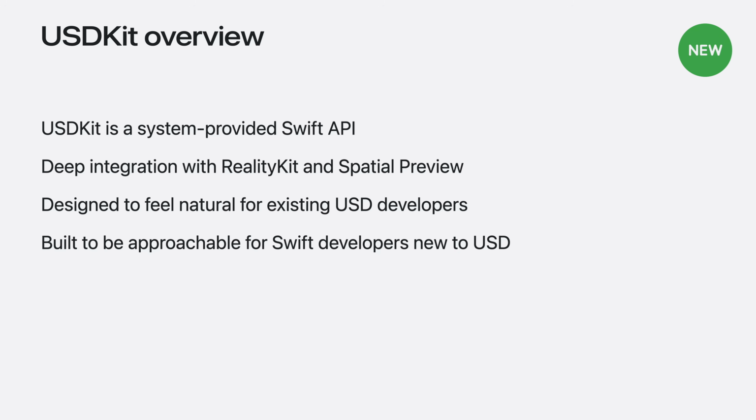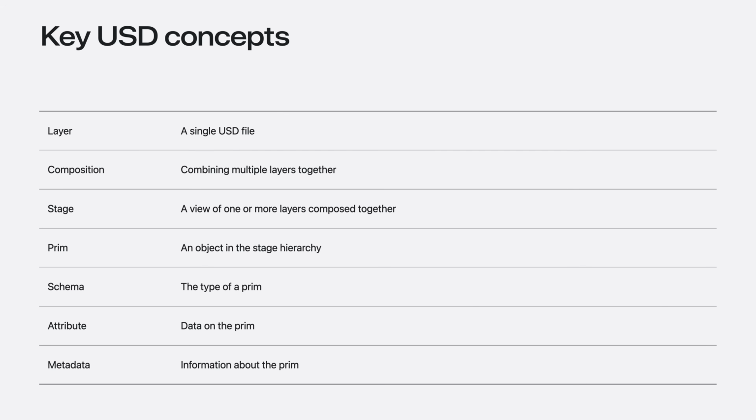Before I dive into an example, let's cover a few key USD concepts. In USD, a layer is a single data file. Layers can be combined together through a powerful feature called composition. And a stage is the composed result of one or more of those layers. This is your window into the full scene.